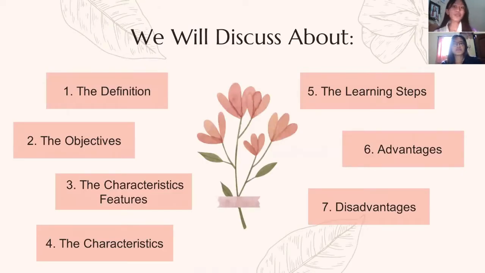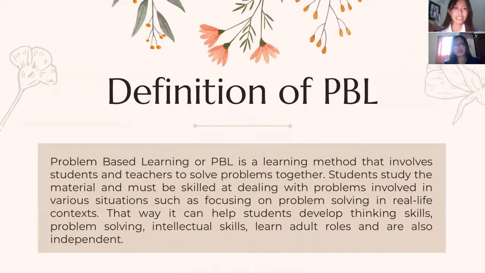Here we will discuss: number 1 is the definition, number 2 is the objective, number 3 is the characteristic feature, number 4 is the characteristic, number 5 is the learning style, number 6 is the advantages, and the last one, number 7 is the disadvantages. Next.